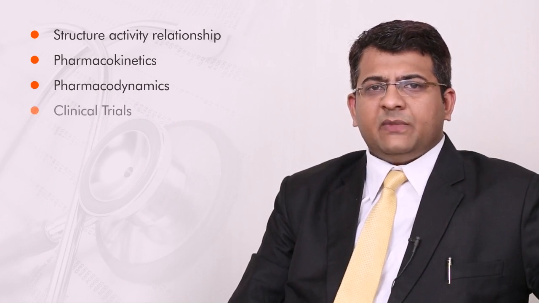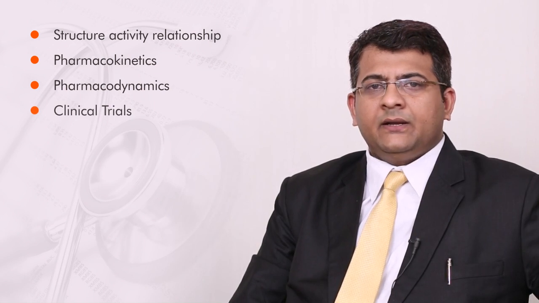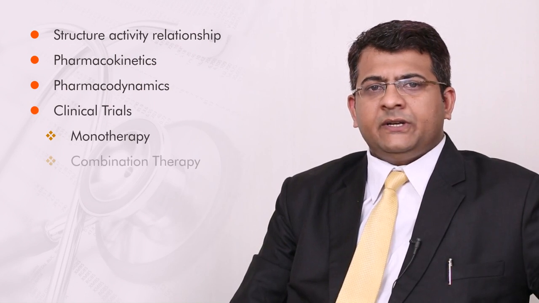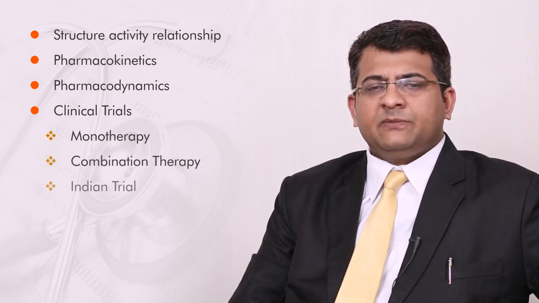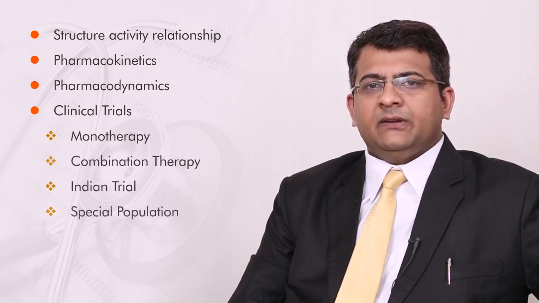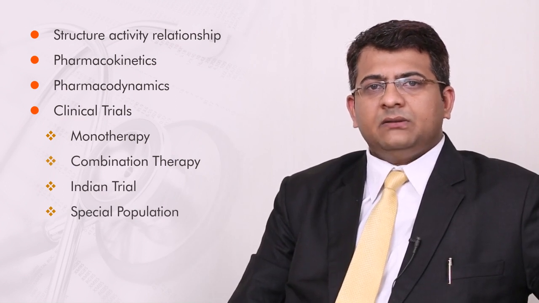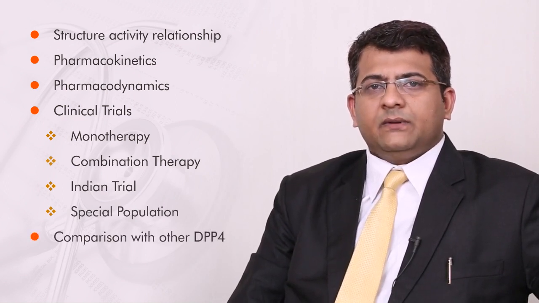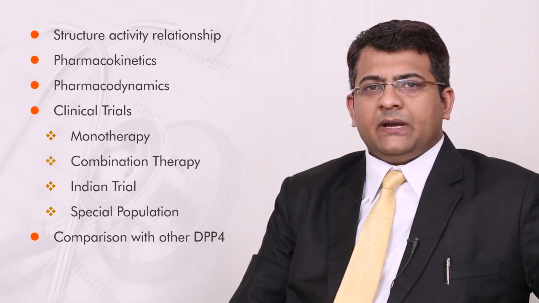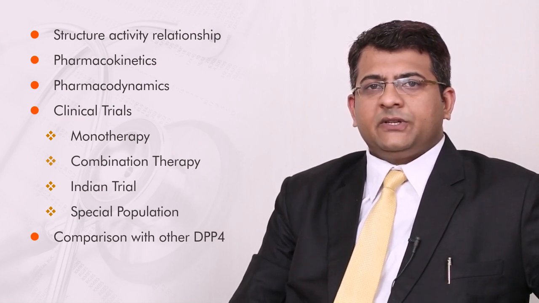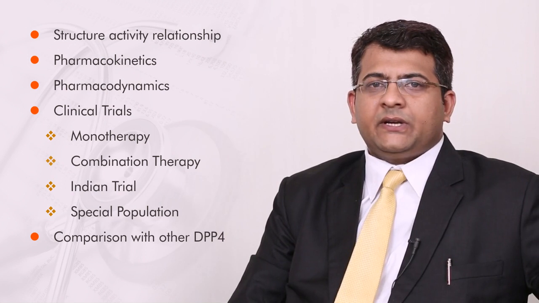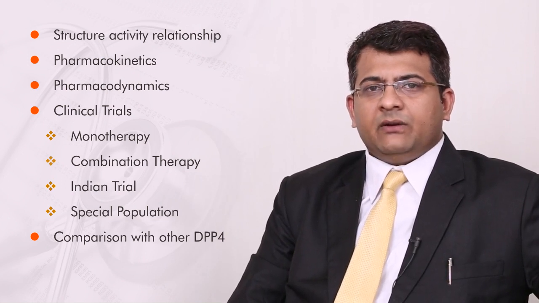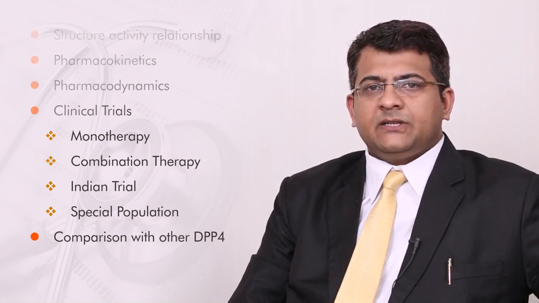The trials which are majorly conducted in Japan, Korea, and one trial in India. We will discuss these trials under monotherapy, combination with other anti-diabetic drugs, the Indian trial, and special populations of renal failure and hepatic failure. At the last, we will see how teneligliptin is performing compared to the other gliptins by looking at the data taken from the respective PRs, because we don't have a head-to-head trial, which is very rare to have between same class drugs.